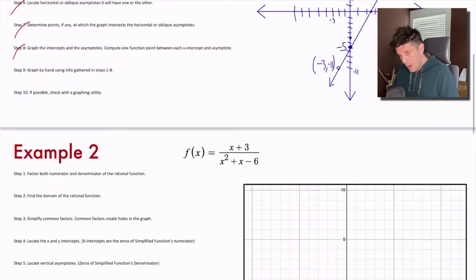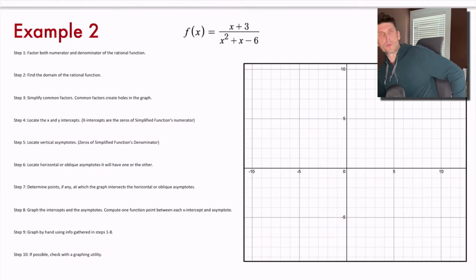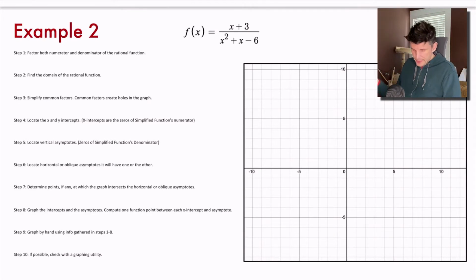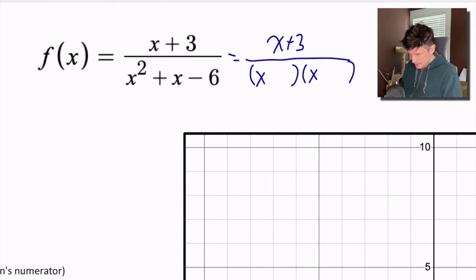Okay, moving on. So these are slightly more difficult, or more tedious, let's just say. All right, so let's do that first step again. We're going to factor the numerator and denominator. It looks like the numerator is in good shape. x plus 3. Denominator, x, 3, 2, plus and minus. I believe that is correct. x squared, and then we have positive 3x minus 2x, and we have x, and then the product is -6. Great.